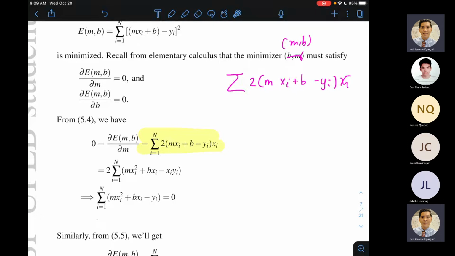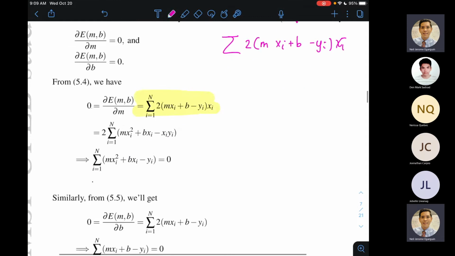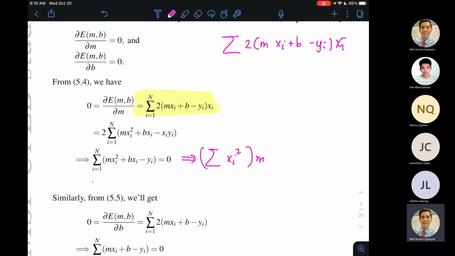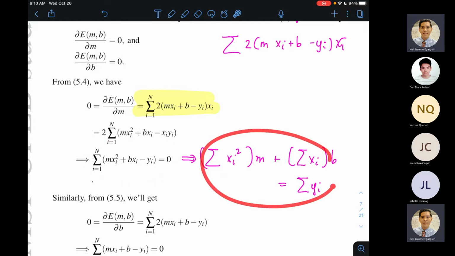And then I can take the constant 2 out of the summation. So itaas ko siya sa harap. And then I can divide both sides by 2 to arrive at this equation. Right? Or I can use properties of summation to write this as the sum ng x sub i squared times m plus sum ng x sub i times b equals sum ng y sub i's. Right? So konting algebraic manipulation lang nito will give us this.